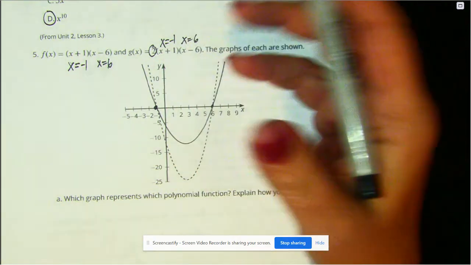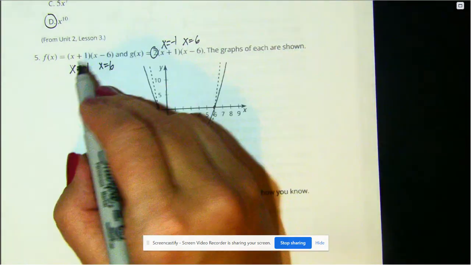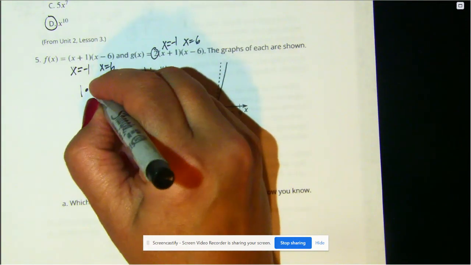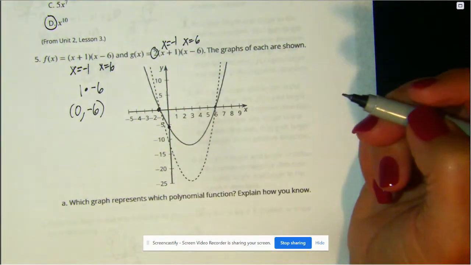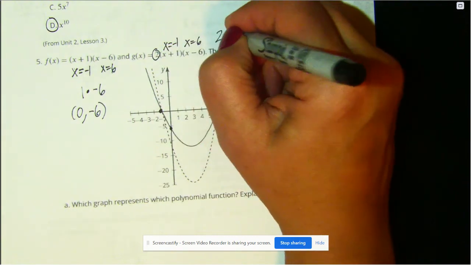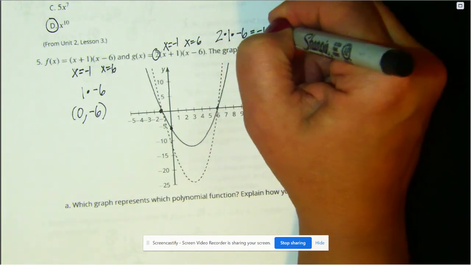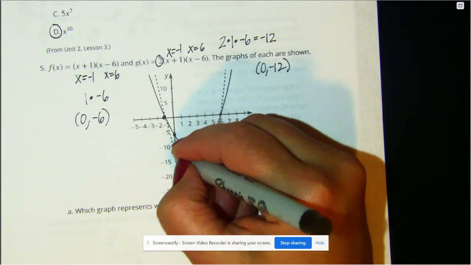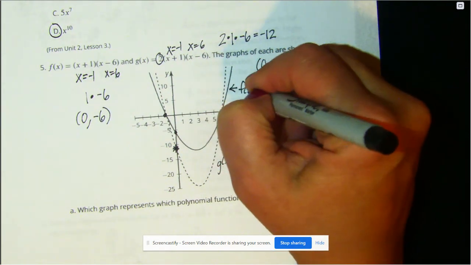The other thing you could do is plug a point in. If you were wondering, if you put a 0 in here, you'd get a 1 times, if you put a 0 in here, you get -6. So when I put a 0 in, it spit out -6. See how that's right there? So that's f of x. Now watch this one. If I put a 0 in here, but I have this 2, I have to do 2 times 1 times -6. This time I get -12 when I put a 0 in. See that one? So g of x is this one, and this one is f of x.